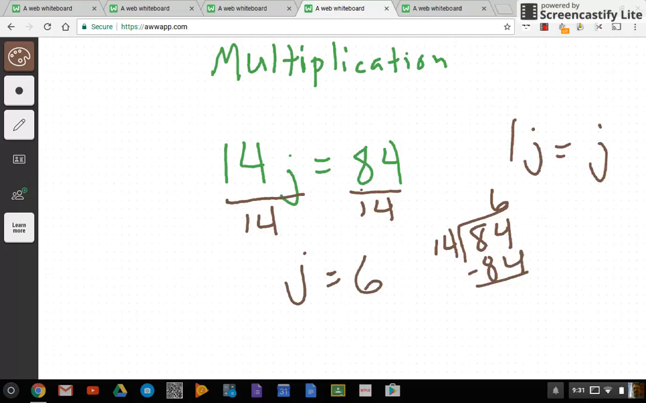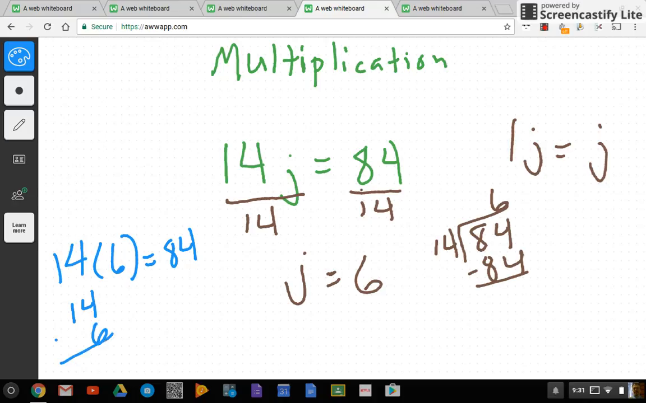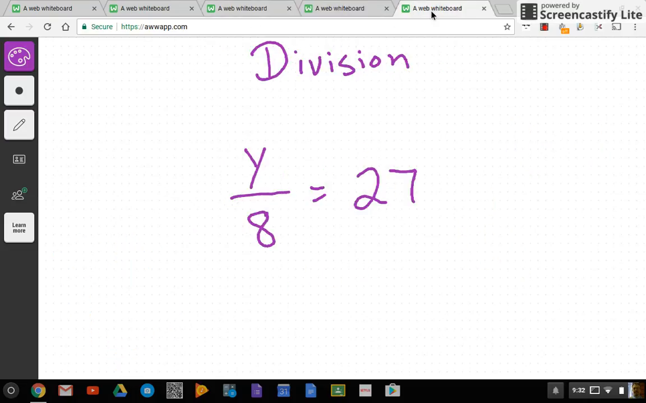So if I plug this in and check it out, I would say 14 times 6 is equal to 84. And looky here, sure enough, 14 times 6 is equal to 84. So that works. 84 is 84. That works. Okay, final example, division.